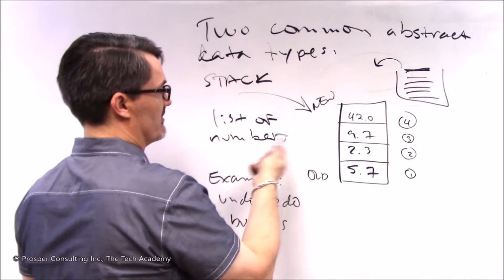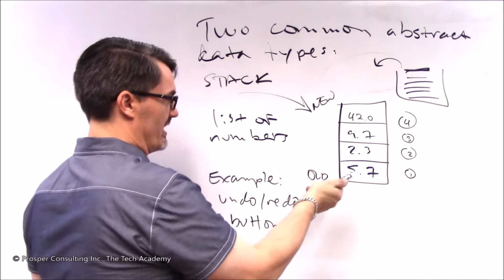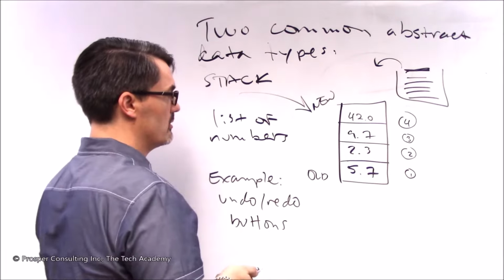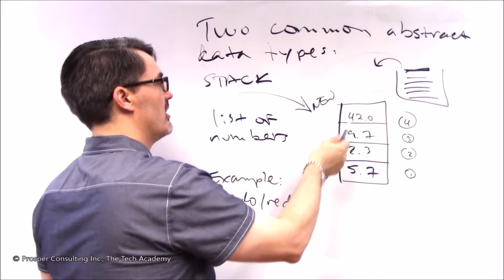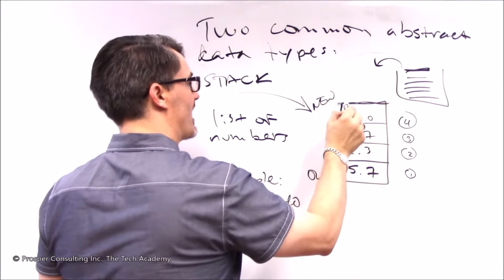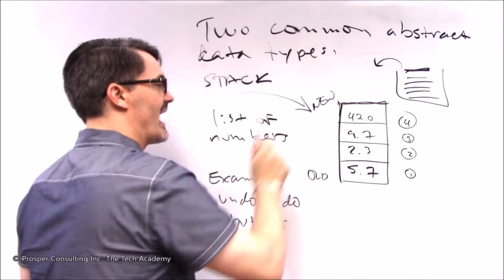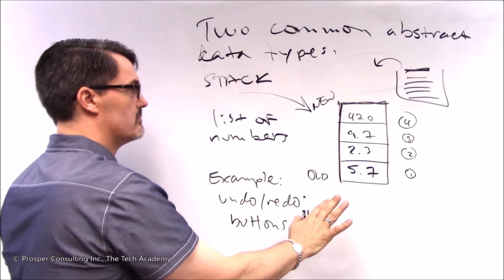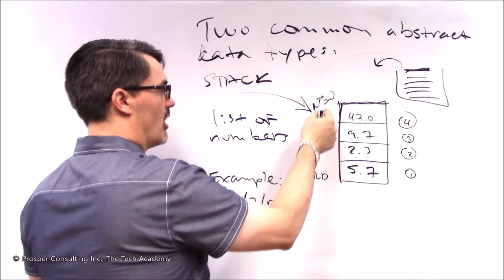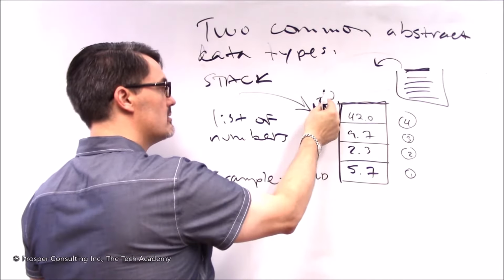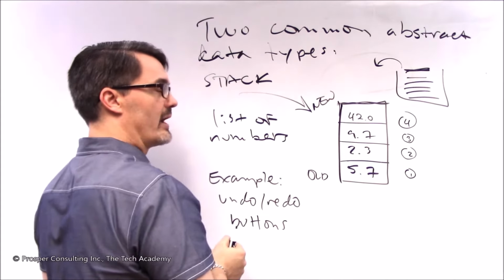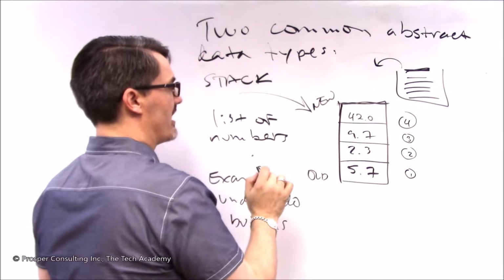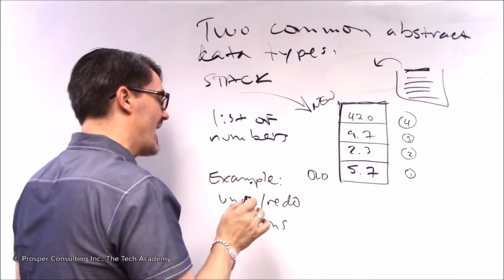Here's another example. We could have a list of numbers. The first number that we were given is 5.7, then we're given 2.3, then 9.7, then 42.0. This is a stack of those numbers. The top of the stack contains the most recently added number. Now, this is the structure of the data: items arranged in ascending order of creation or addition to the data structure. That's a stack. Good. Now, what's the behavior?